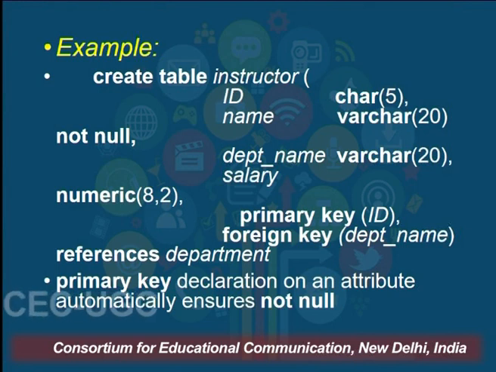Then for name, we have already specified that it should be not null. Department name is the foreign key which is coming from the relation department, and then there is salary, which presently is without any integrity constraint. So, here is the total structure of the command which is create table along with the integrity constraints. Now, let us see some more examples of this.